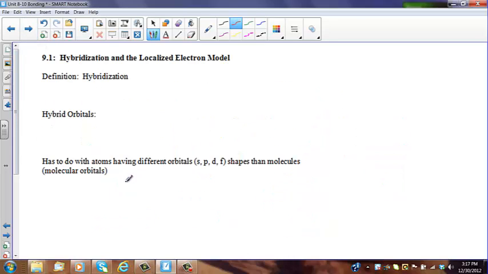Okay, let's move on to hybridization. I've already mentioned it a little bit. All right, the textbook definition of hybridization is basically the mixing of native orbitals to form special orbitals.